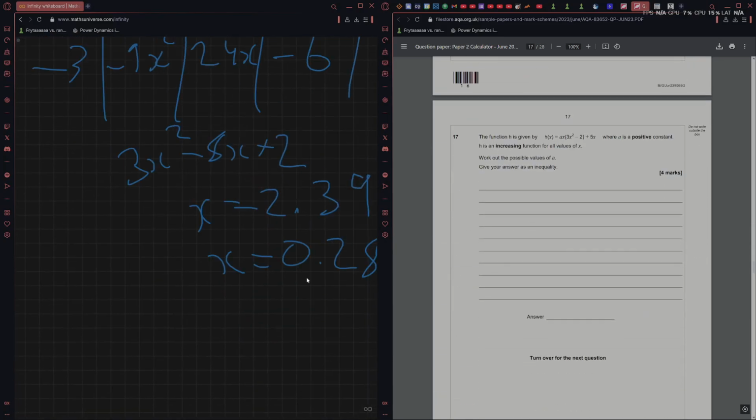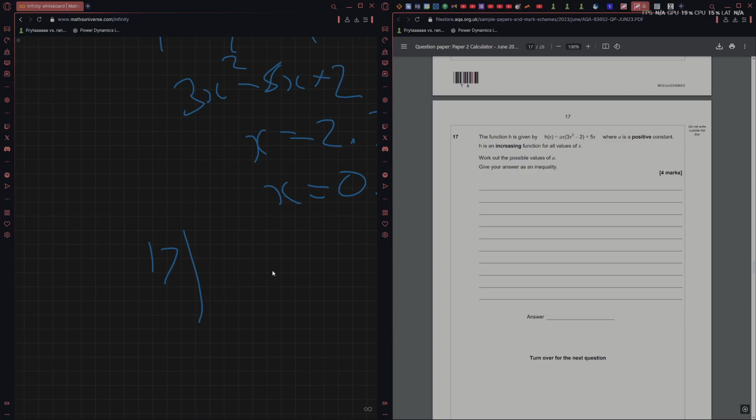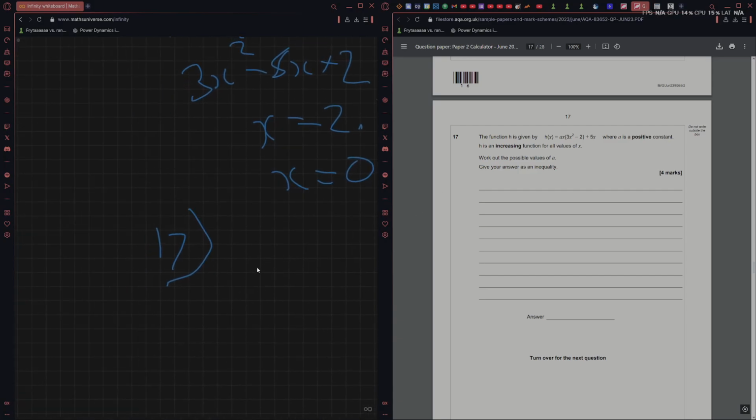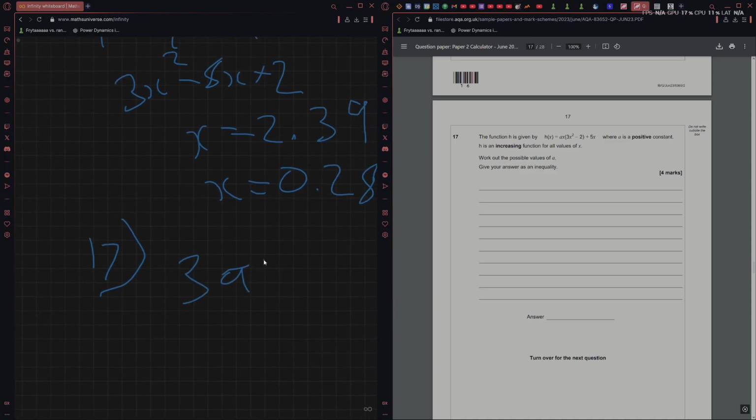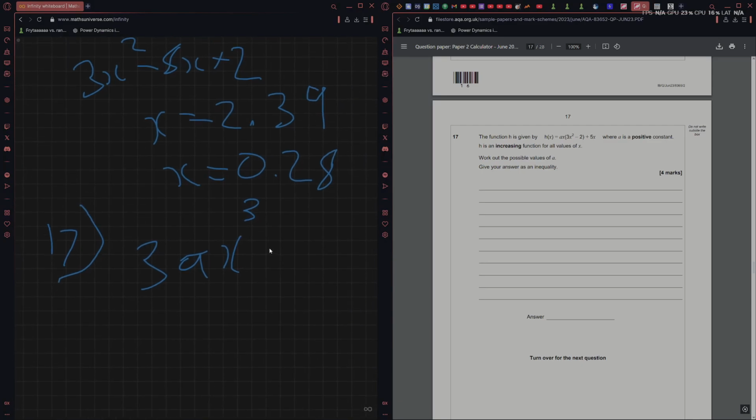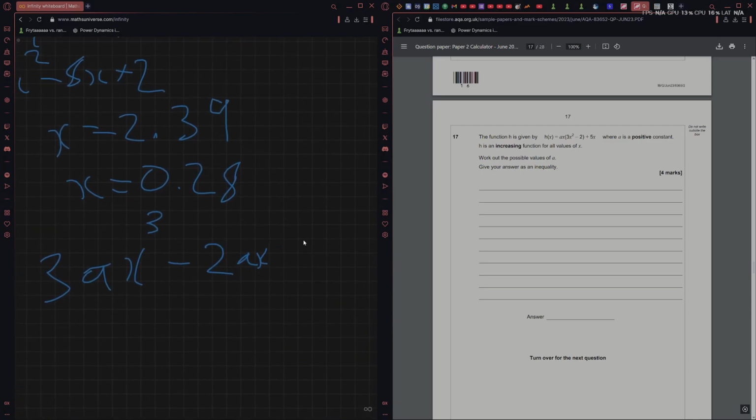Okay. Question 17, let's do it. Now we're getting into the juicy stuff, just the normal further maths curriculum. H of x equals ax times (3x squared minus 2) plus 5. H is an increasing function for all values of x. Work out the possible values of a. So firstly we're going to expand so we can differentiate it. So 3ax cubed minus 2ax plus 5x.